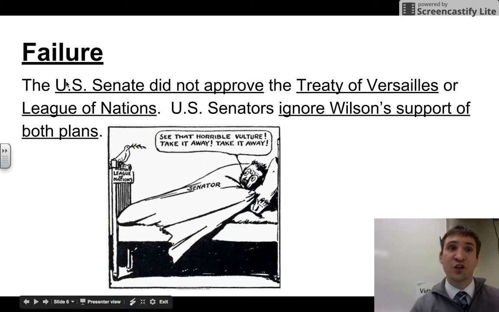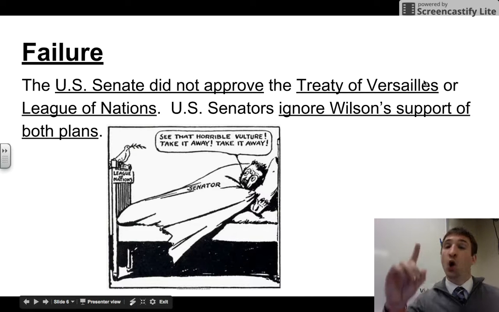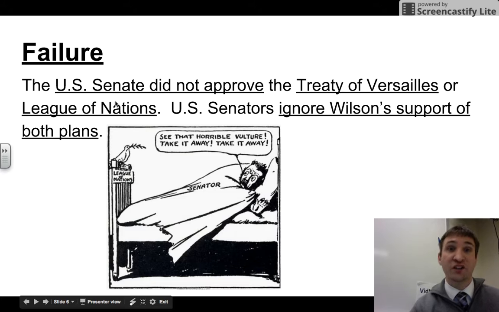Failure. The U.S. Senate did not approve the Treaty of Versailles or the League of Nations. U.S. senators ignore Wilson's support of both plans. And here's a political cartoon. There's a U.S. senator in bed with the covers over his body. He says, "See that horrible vulture? Take it away, take it away." And it's just a nice dove that says League of Nations.